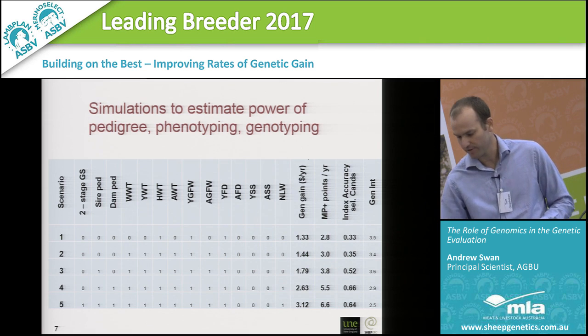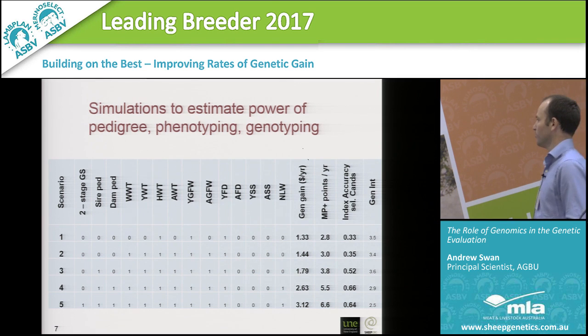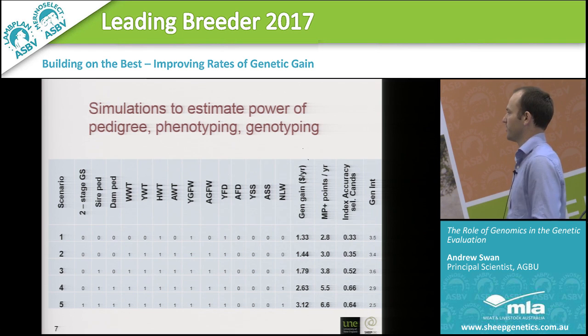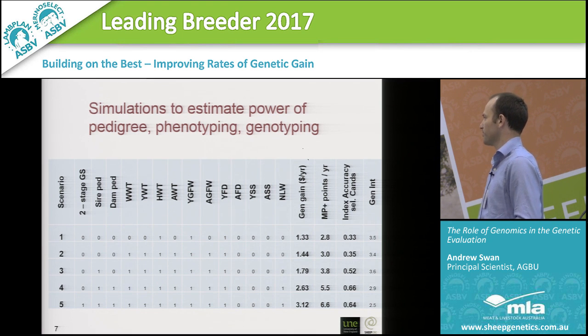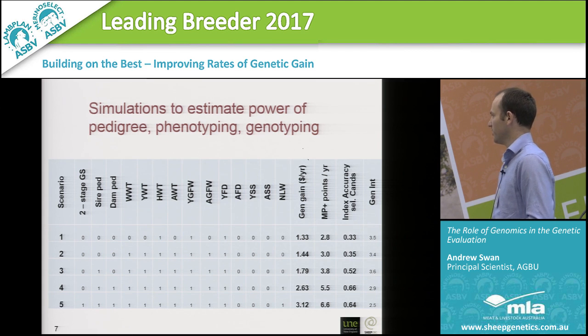So what we have here is a whole table of zeros and ones, and basically where there's zeros, the trait wasn't measured, and where the trait was measured, it's a 1. But just remember the 1, 2, 3, 4, 5.